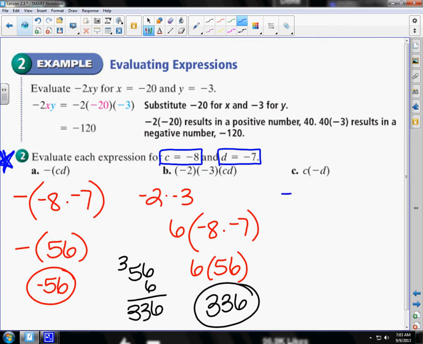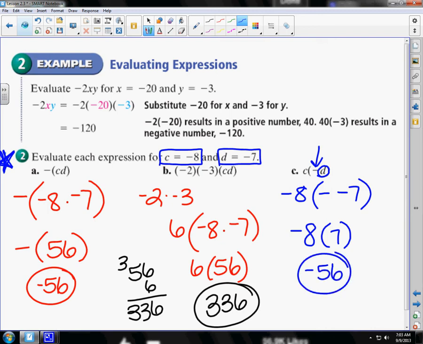This is -8, which is C, and then I have a negative sign, and then I have a D, which is -7. Be careful with this. So many people think, oh, that's just -7. It isn't. That's a negative sign, and the D is completely separate. So that means -8 times 7, because two negatives make a positive, which is -56.